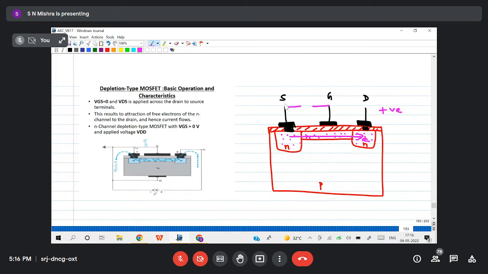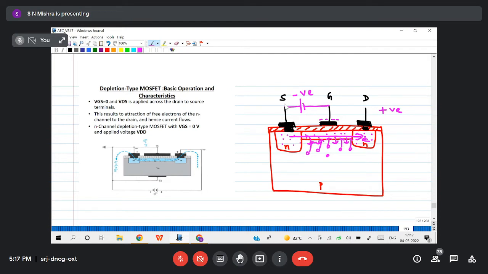If I apply, let us say, a negative voltage, so here this will be negative. Now when I give negative voltage to the gate terminal, what will happen? This negative potential at the gate will repel the electrons. So the electrons will be repelled from the channel, and the holes which are present in the p-type material as majority carriers will be attracted towards the channel, right?